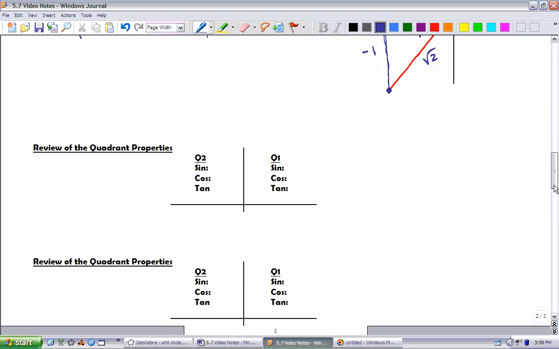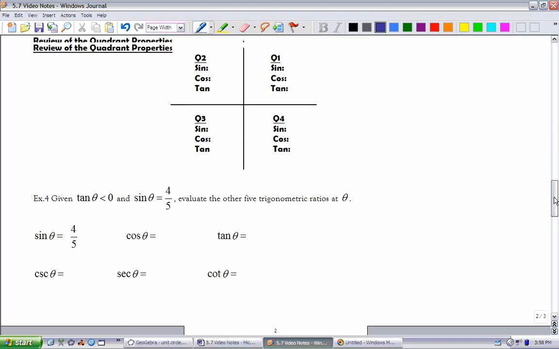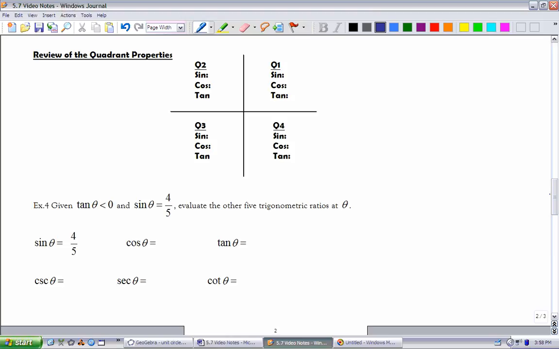Okay, next thing we want to do is just review quickly here the quadrant properties, which we talked about before, but let's just make sure that we understand again here that the right side of the graph is positive, the top of the graph is positive, the left side is negative, and the bottom is negative. Now, if you remember that sine corresponds to y, and anywhere y is positive, sine will be positive. So you'll notice y is positive up top, so sine's positive on the top. Sine's negative on the bottom of the graph.